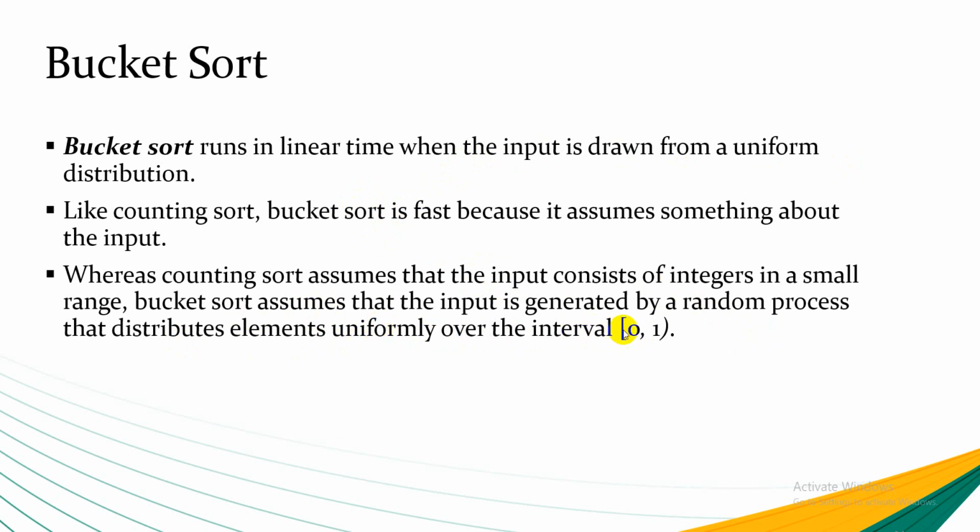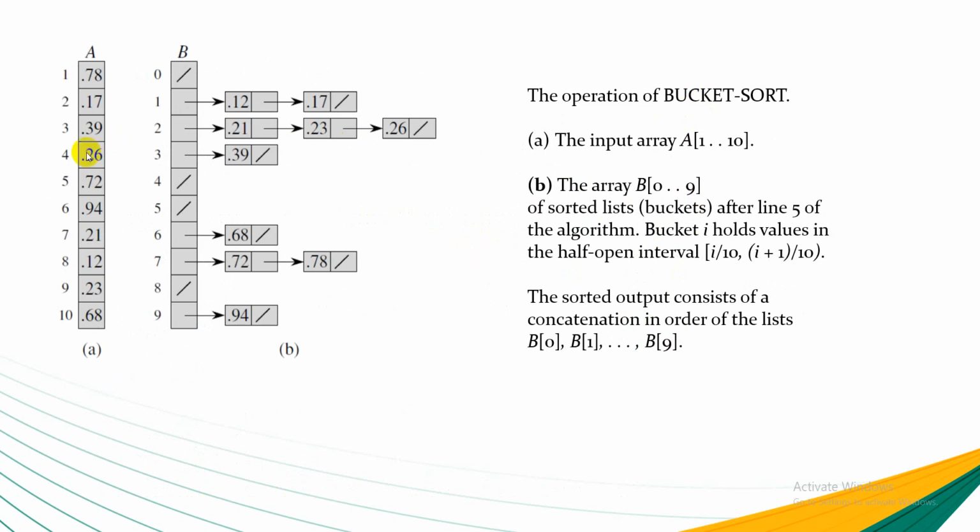So it says, given that we have n elements inside the array, and all these numbers are between 0 and 1, then it will do the following. Let's start from an example, the array A, where n is equal to 10, so we have 10 elements. The first is 0.78, 0.17, 0.39, 0.26, 0.72, 0.94, 0.21, 0.12, 0.23, 0.68.